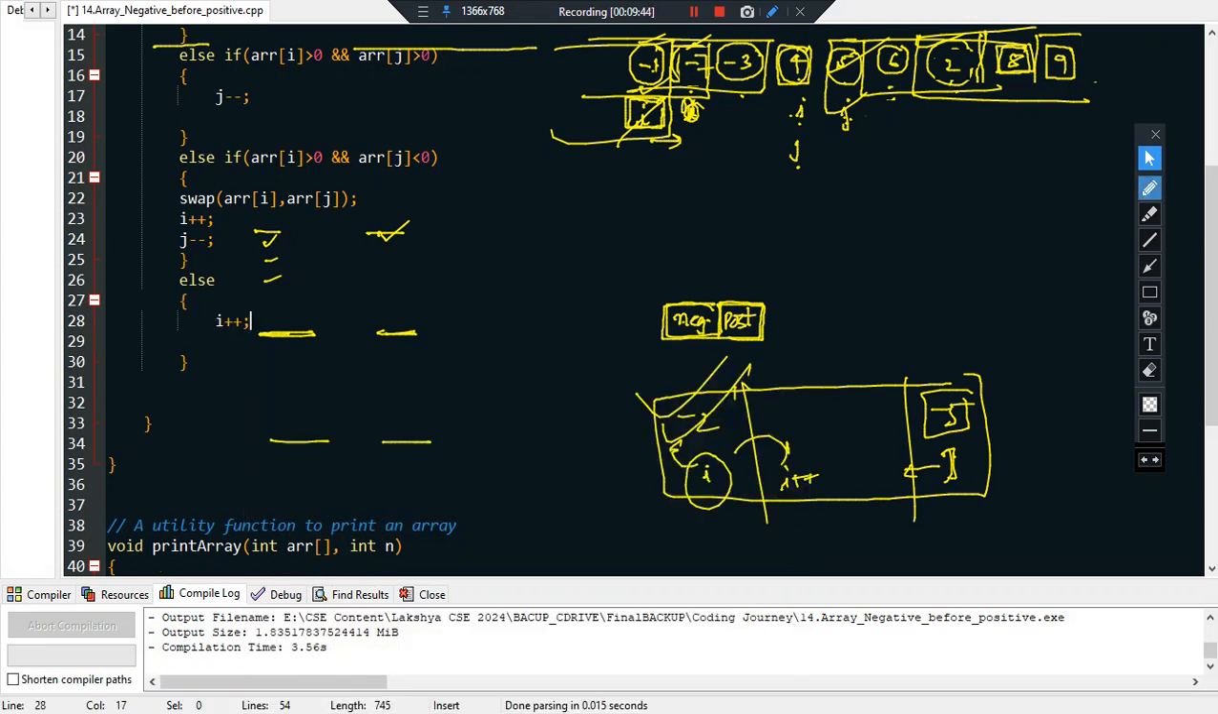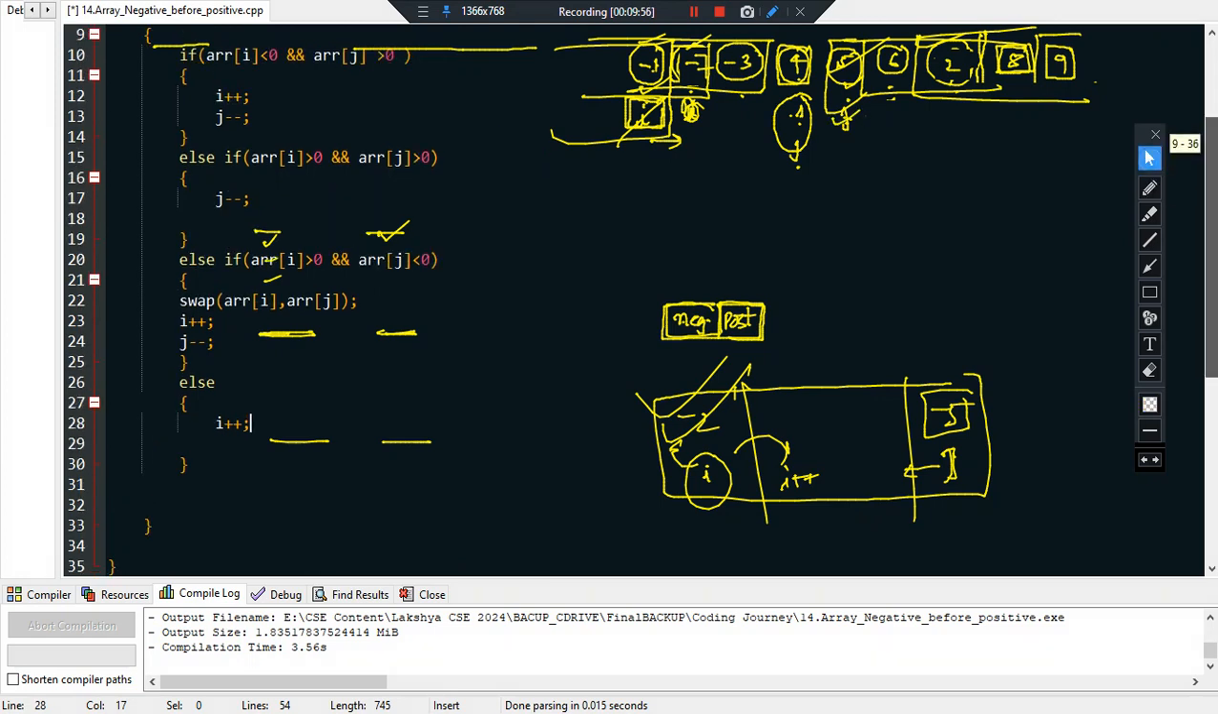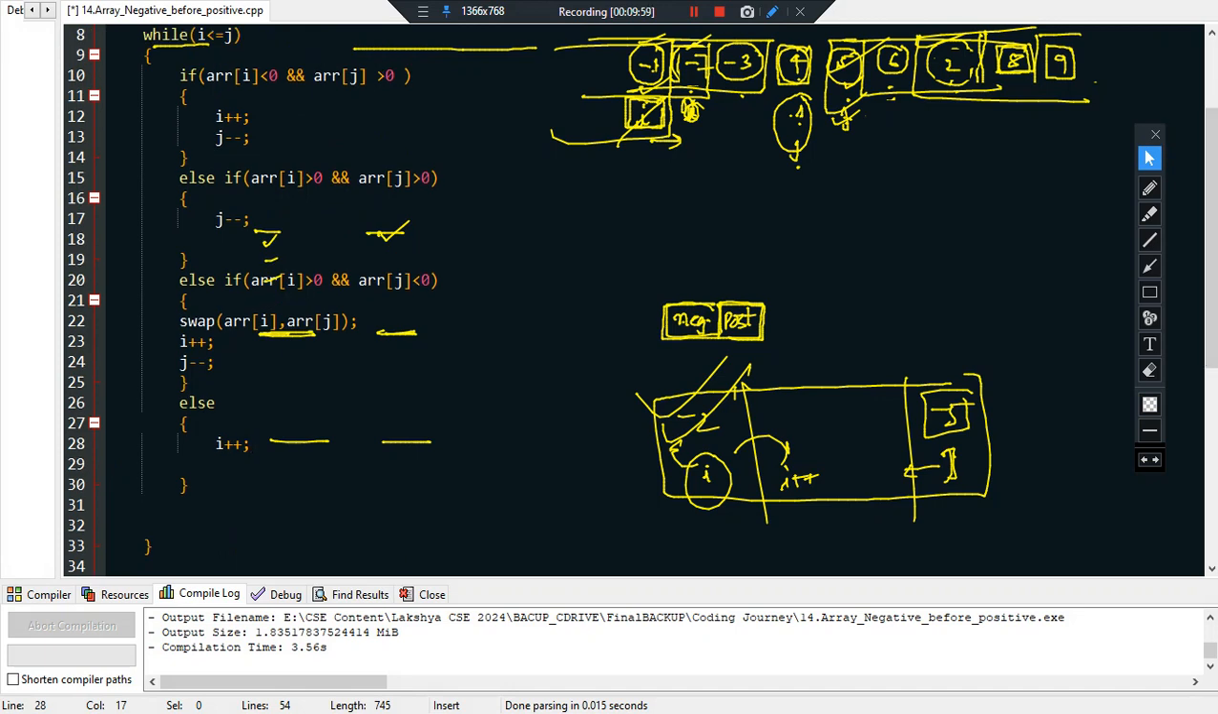And now you see, by the time it comes here, both are pointing to 4 only, right? So what would happen here? Array of i is also positive, j is also positive, right? Because it is pointing to 4. And if both are positive, basically j moves left, and next time in the while loop j will no longer be greater than i, right? So basically this will terminate, and we have finally got the arrangement of the array. You can see the negative elements are on one side and the positive elements are on the other side.